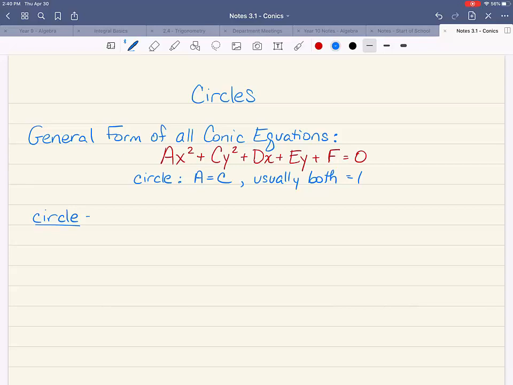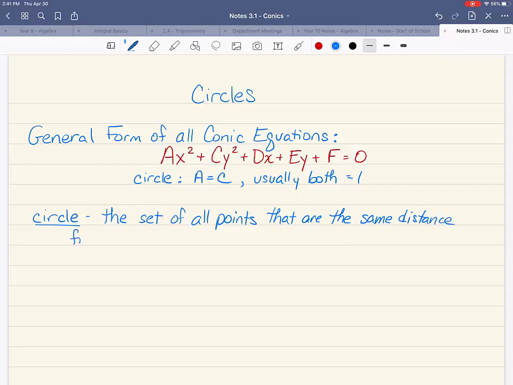So the definition of a circle is the set of all points that are the same distance from a fixed point. It is the set of all points that are the same distance from a fixed point. Those 2 things that are referred to in here have special names: the distance we're talking about and the fixed point we're talking about.